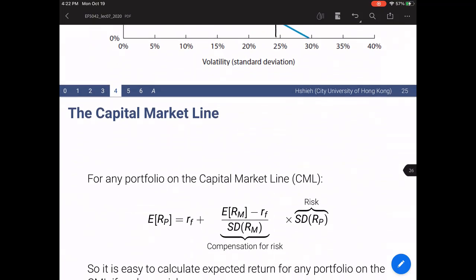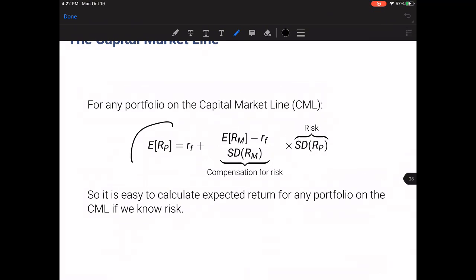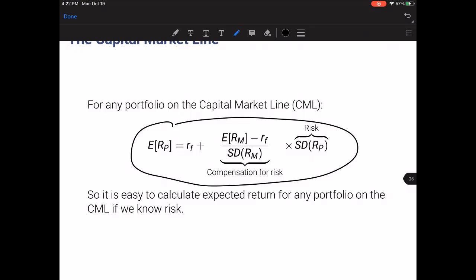So as I already said, the capital markets line you've already seen. It's simply this formula you saw already, right? And we derived where the Sharpe ratio comes from. And that is our measure to represent compensation for risk.